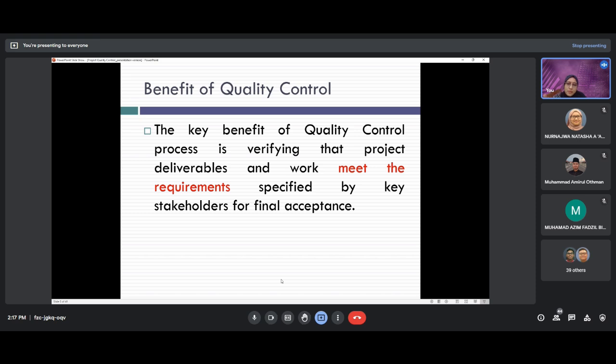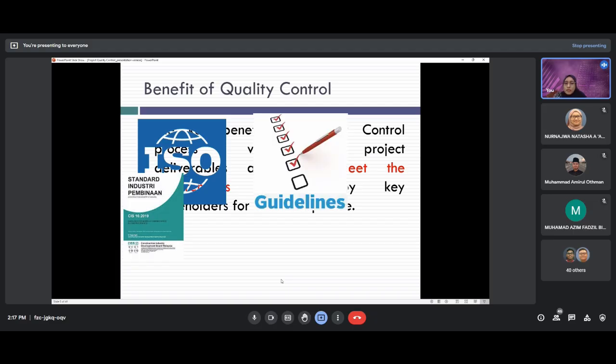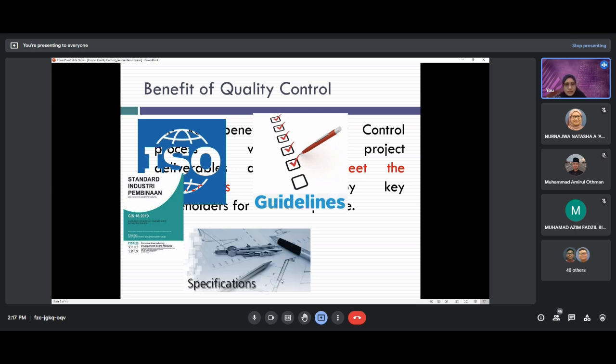Okay, when we talk about meeting the requirements, it means whether the project or the product is meeting the standards. What ISO standards are they using? Is it the European standard or a Malaysian standard? For example, you are using CIS 16-2019 or CIS 28-2022. It also has to meet the guidelines specified at the early stage of the project, the specification stated in the contract document, and also regulations by the authority. For example, the local authority says that you cannot work during nighttime, no work is allowed, therefore you have to abide by the regulation from the local authority. So all this has to meet the requirements.